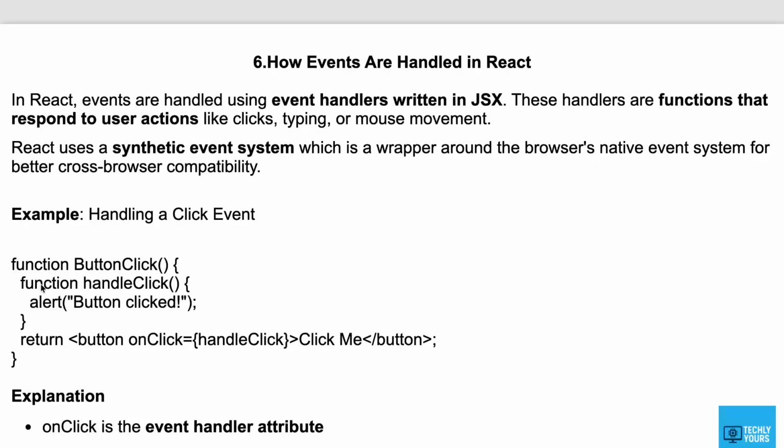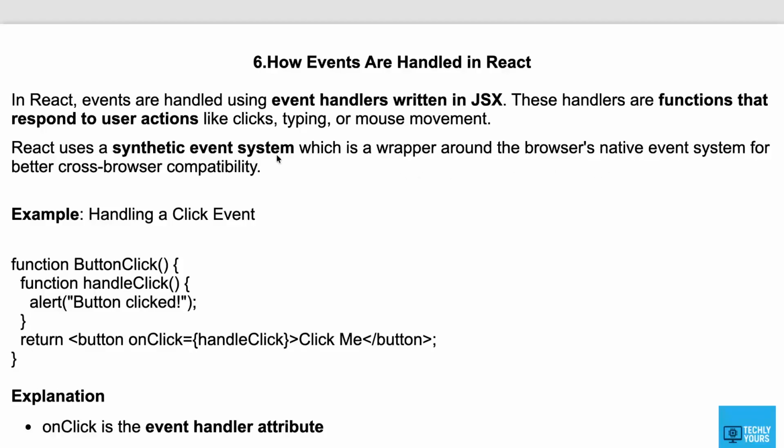Then we have one of the important questions: how are events handled in React? Whenever we have to write any event, we write it in the form of JSX. I have explained this in my previous videos, you can go and check it out. So what are these? These are handlers, functions that respond to a user action, like whenever the user clicks, types, drags and drops, or does any kind of mouse movement. We check those with the help of functions. React uses a synthetic event system, which is a wrapper around the browser's native event system for better cross-browser compatibility.